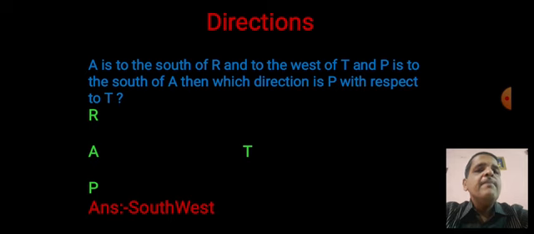P with respect to T, not R. T and P, see. If we make a straight line between T and A, west will be there. Downside from T we take a line, it will be south. So P is standing between west and south, so it is southwest. Like that is the calculation.